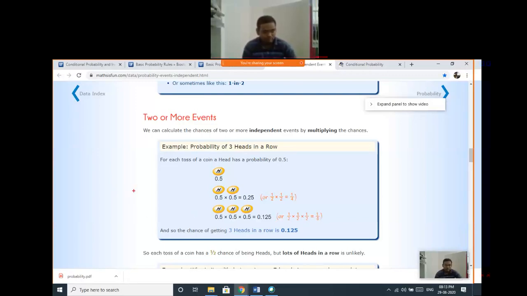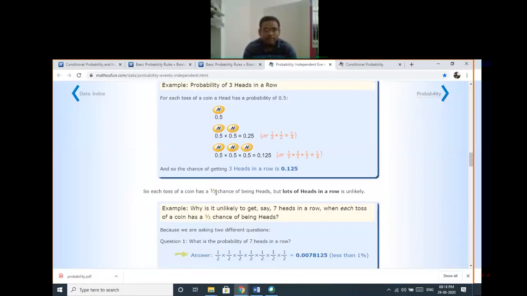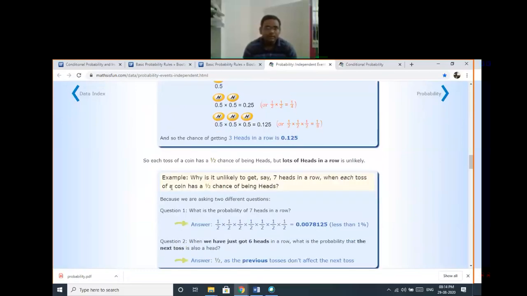So each toss of a coin has a probability of 1 by 2 because it is independent. That's why it is always 1 by 2. It is not affected by the previous event. Each toss of a coin has a 1 by 2 chance of being head, but lots of heads in a row is unlikely.